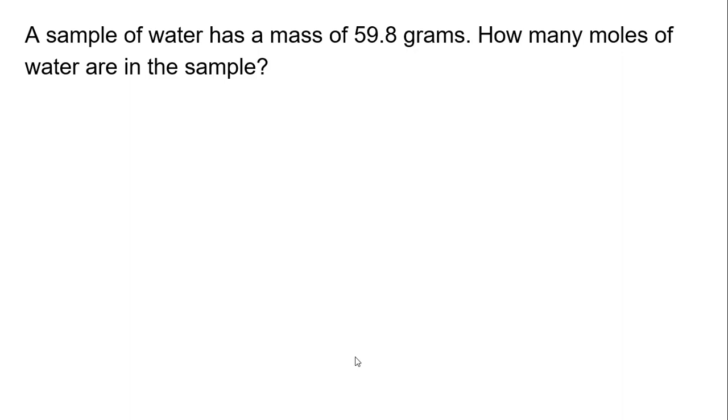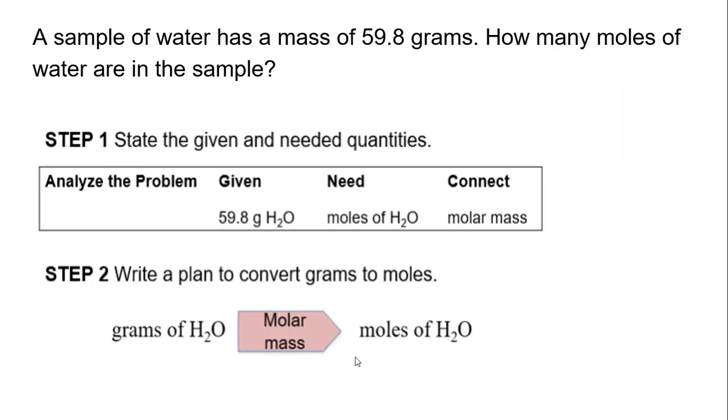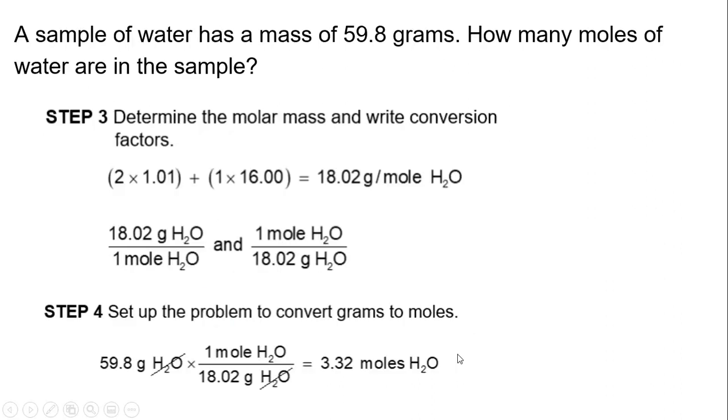A sample of water has a mass of 59.8 grams. How many moles of water are in the sample? So the first thing is we're given 59.8 grams of water, and we want moles of water, and we're going to need molar mass. So in order to get from grams to moles or moles to grams, it always is with molar mass. And that's grams over mole. Write a plan to convert. So we have grams, we need the molar mass, and that's going to get us to moles.